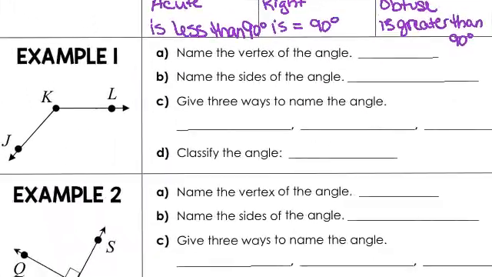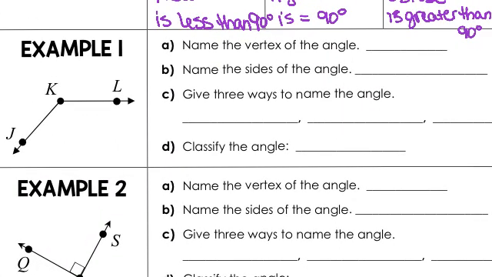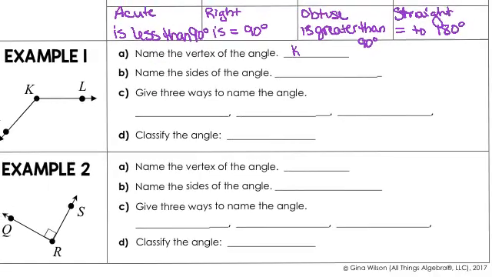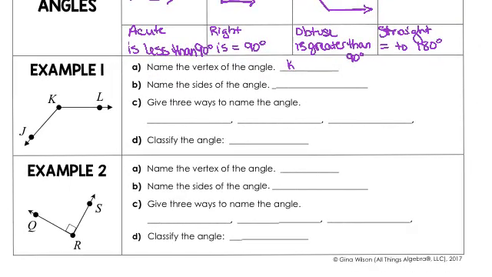So here in example 1, let's name the vertex of the angle. If you said K, you're correct. Name the sides of the angle. This one might be a little trickier because we haven't really talked about how you would name the sides. But you put a little ray over the top and you say side KL or side KJ. Notice I used K first because it's the vertex.